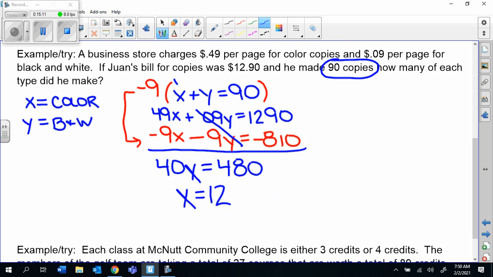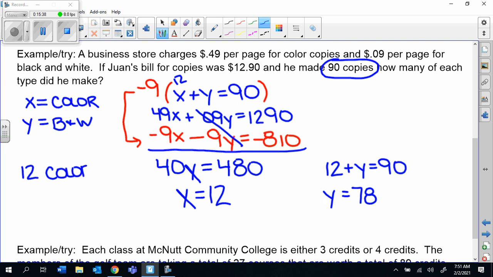All right, let's put in the 12 right here because it's the easier of the two equations. And so 12 plus y equals 90. Subtract the 12, subtract the 12. Y equals 78. So that means that there were 12 color copies and 78 black and white copies.